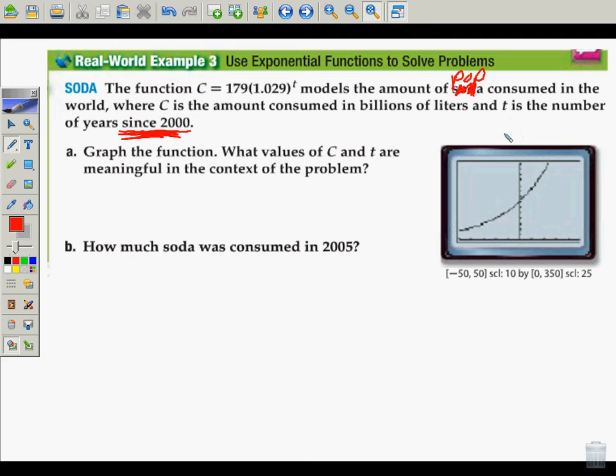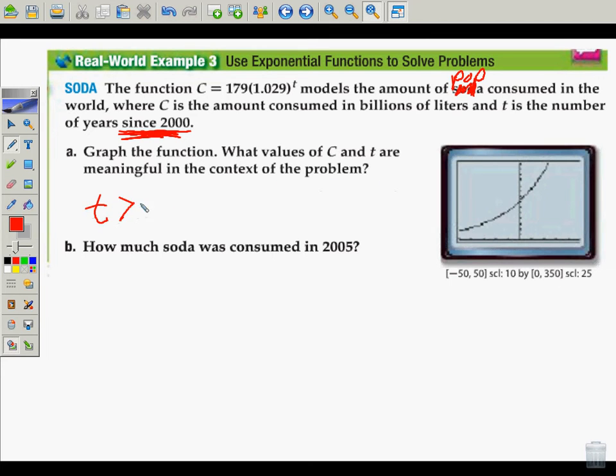So we want to graph the function, and I just did this on a graphing calculator, so you don't have to do it, because these problems are kind of hard to graph by hand sometimes and be perfect. The important thing is, what values of C and t are meaningful in the context of this problem? Well, the only thing we really care about is where t and C are greater than 0. But since t is the number of years since 2000, we probably started in 2000. So we just want to know where t is bigger than 0.